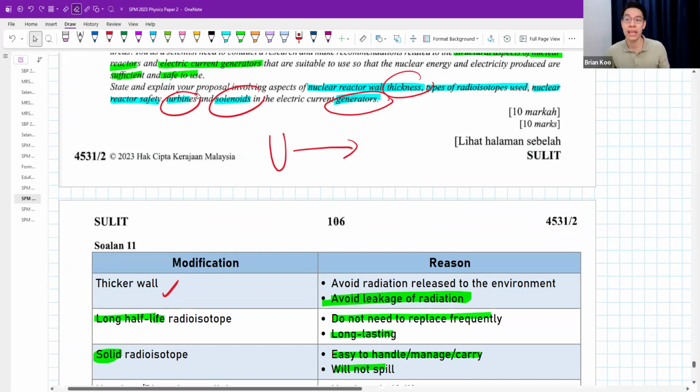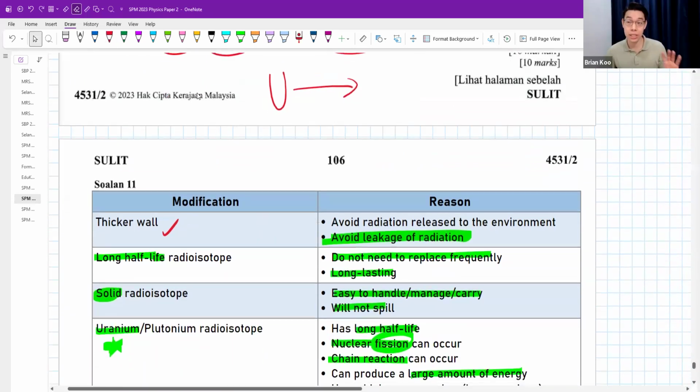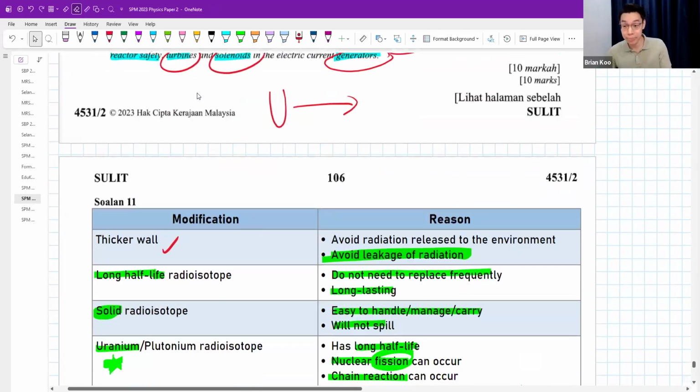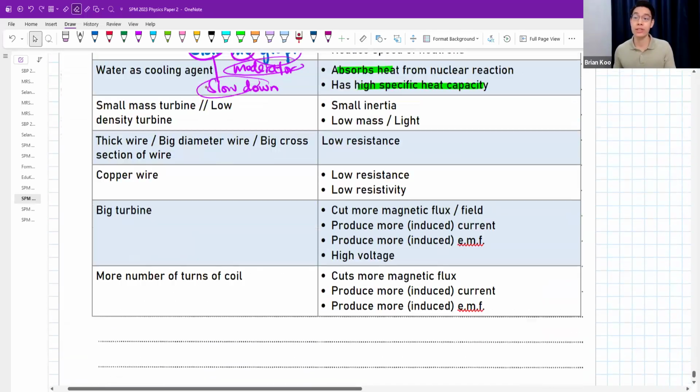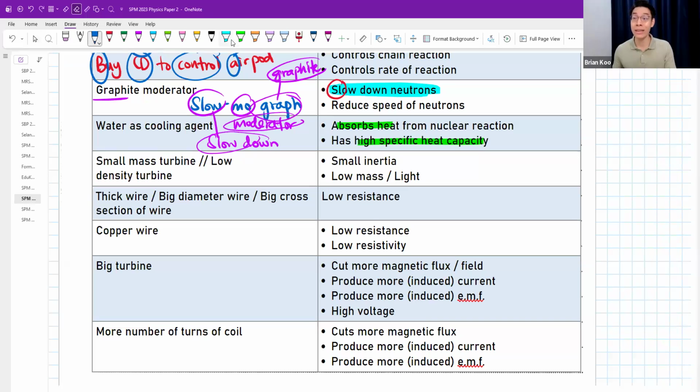You can also talk about anything related to generator. That means your electromagnetism concept. I use a lighter turbine. Turbine can spin faster, got low mass, lighter, smaller inertia. The faster you spin, the faster the magnet will spin or the coil will spin, the more electricity you're going to generate, the more induced current you're going to get. Yeah, thicker wire, low resistance. Copper wire, low resistance, low resistivity.